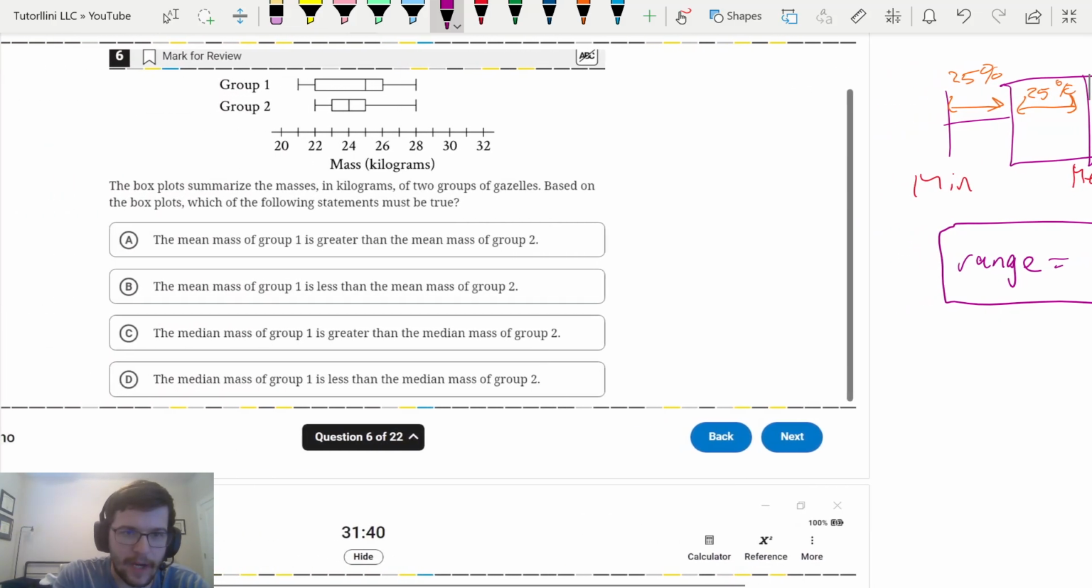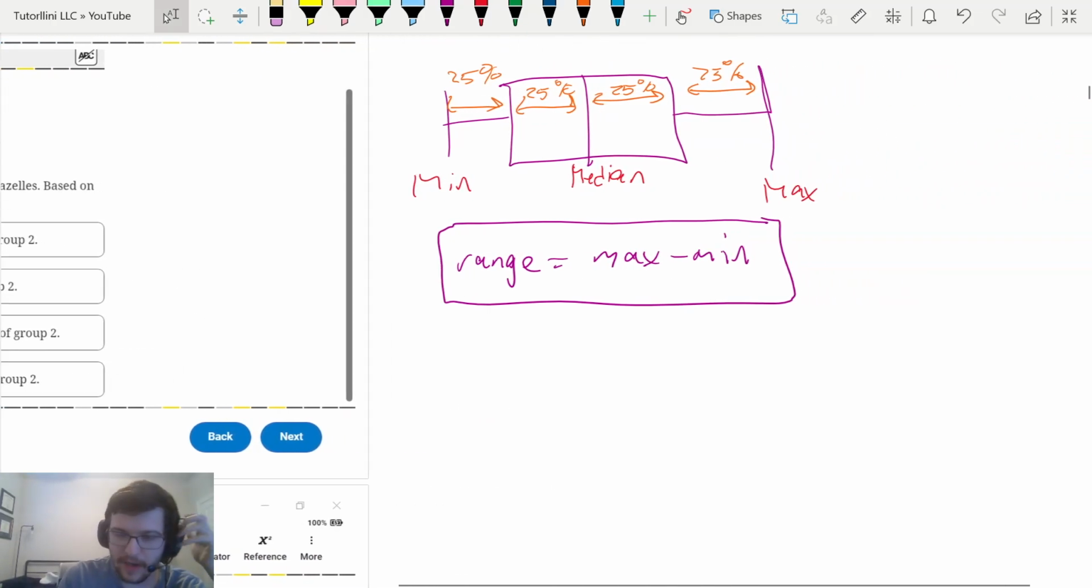So why don't we use group 2 as an example, just to go over this stuff. You see the median is 24. The range is max minus min, so 28 minus 22, which is 6. And then let's say I asked, how many data points are from 23 to 28? That would be 3/4, so 75%. Anyway, anytime you see a box plot, 9 times out of 10, they're going to ask you what's the median, what's the range, or what percent of the data points is from this point to this point. And even that's kind of a rare question. So the vast majority of the time, they're going to ask you what's the median or what's the range.